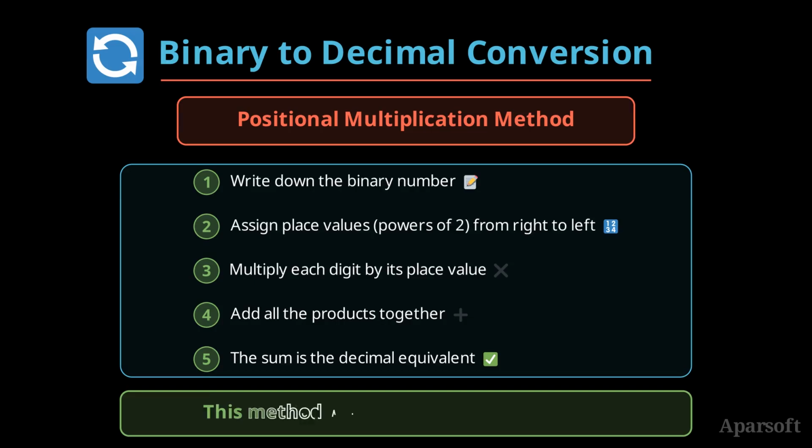The beautiful part is this method works for any binary number, whether it's 4 bits, 8 bits, or even 32 bits.